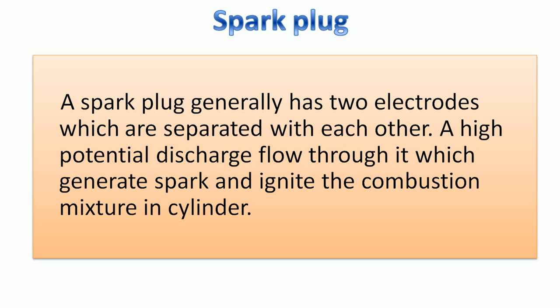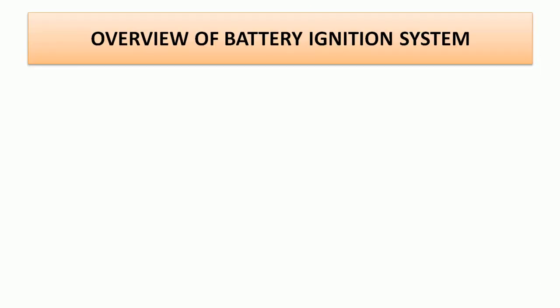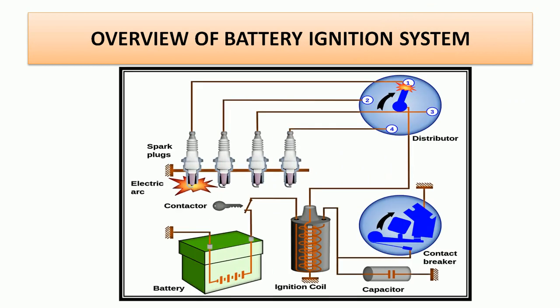It's very simple. So let's check the overview of this battery ignition system. So here is the battery, which is connected to the primary coil with the switch, and the ballast resistor to prevent the battery ignition system from injury. Next it goes to the primary coil of this ignition coil.